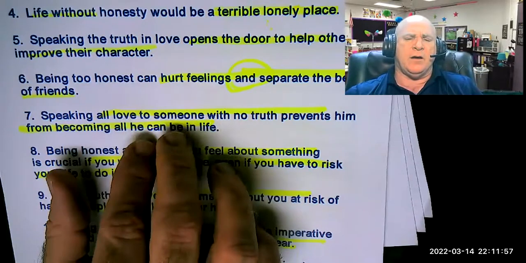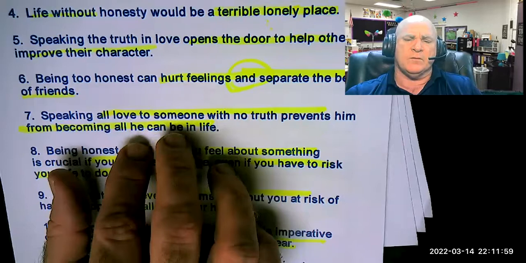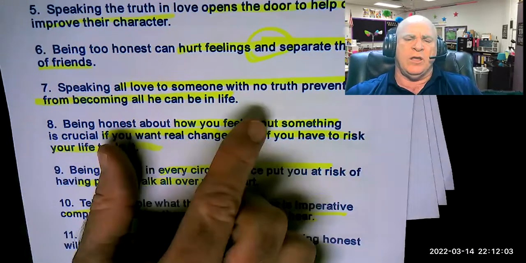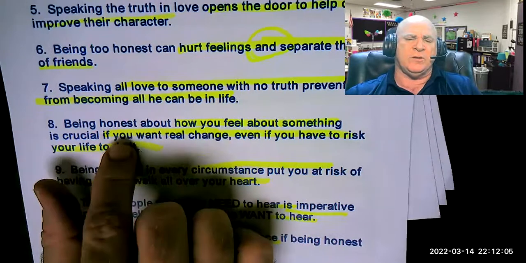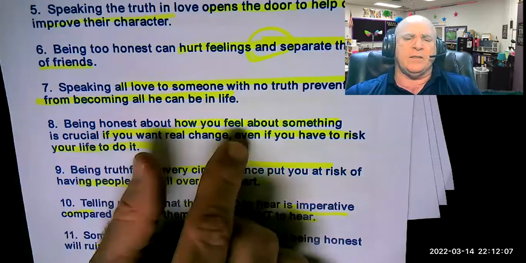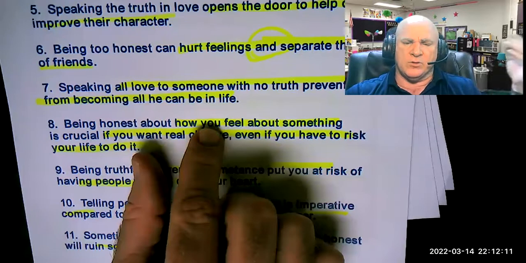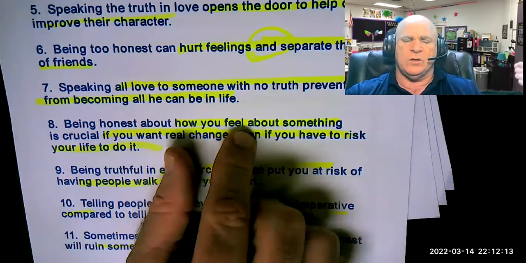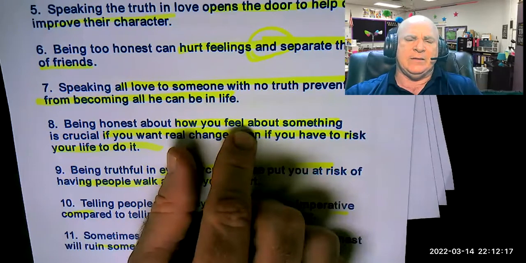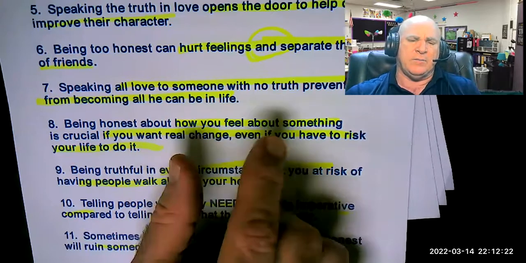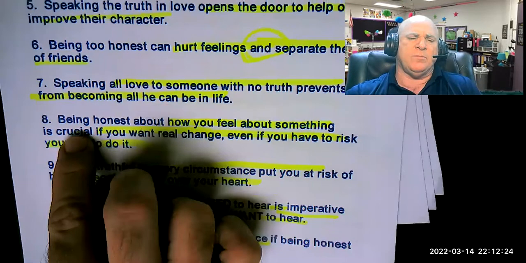Being honest about how you feel about something is crucial if you want real change, even if you have to risk your life to do it. So putting things out there verbally, on social media, in the news, in writing, is crucial according to my thesis statement, even to the point of risking your life.